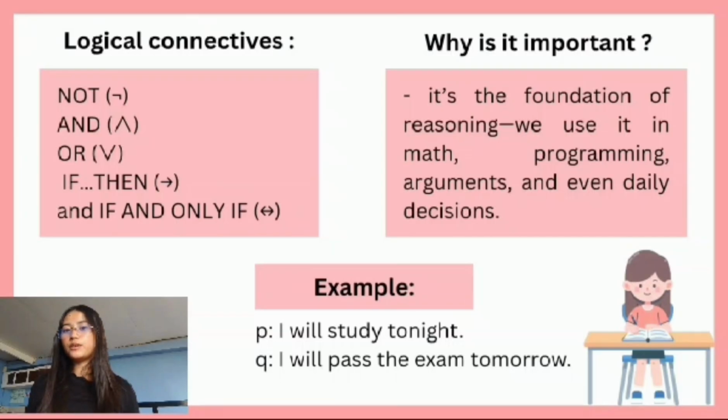For example, proposition 1: I will study tonight. The other proposition: I will pass the exam tomorrow. If we combine them: if I study tonight, then I will pass the exam tomorrow. Another: if the Wi-Fi is working, then I can browse the internet. See, propositional logic is simply making decisions based on conditions.